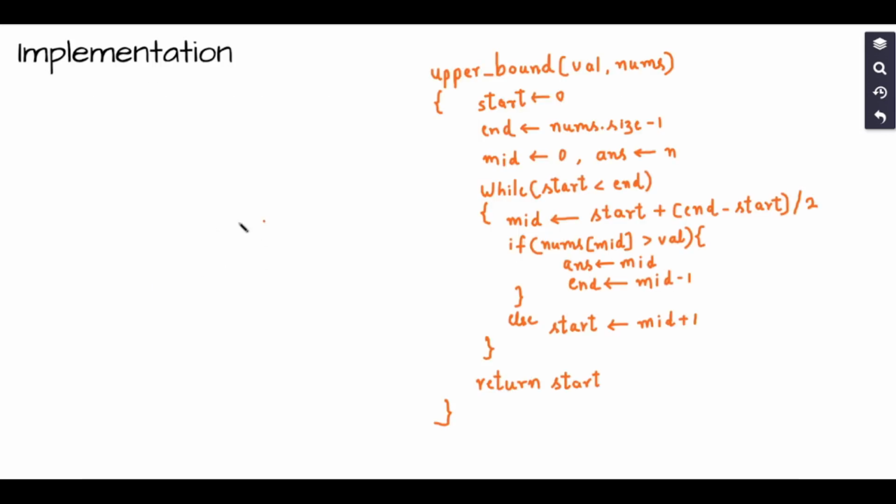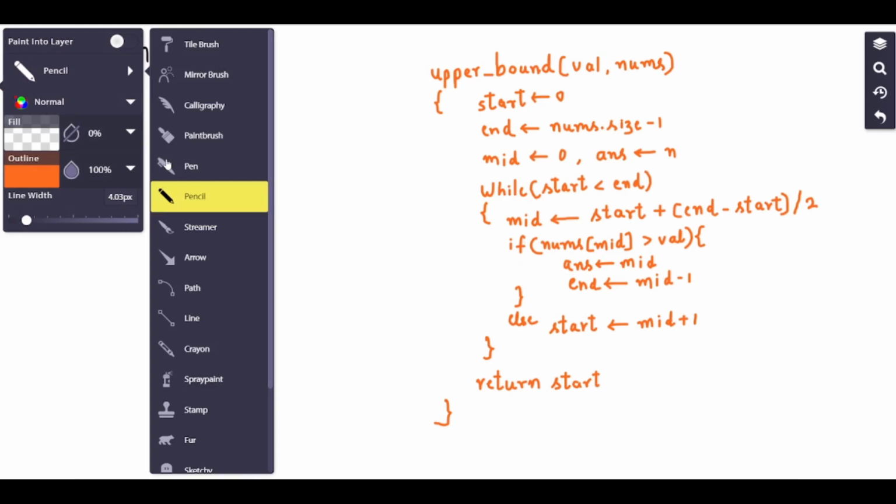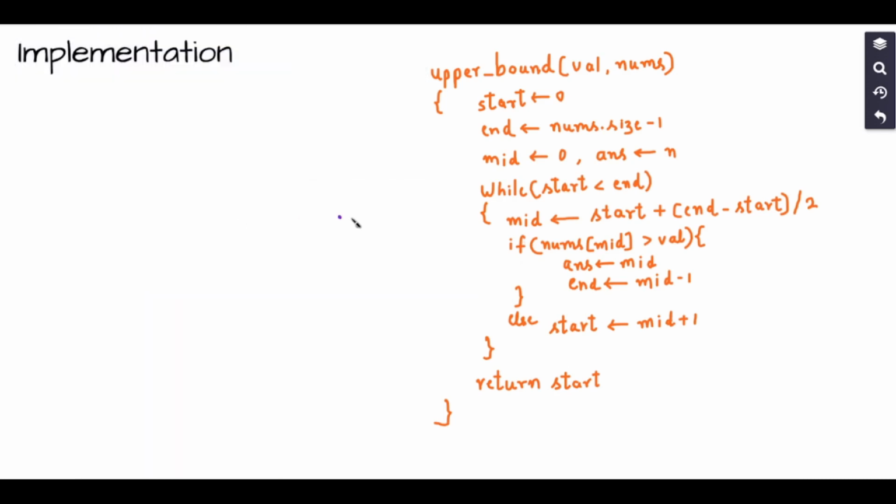Okay, so this is the implementation of the upper bound function, which you pass the value and the nums array. Here's my starting index, which is 0. So we're putting the first pointer on the very first element of the array, and the second pointer on the last element. This is for the middle element. This is the answer, which by default is the index after the last element, because in case we don't have an upper bound, we return n.